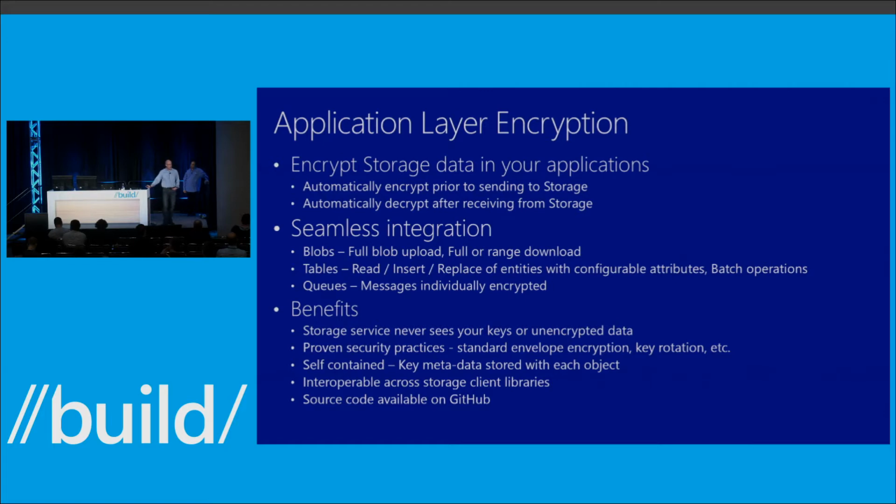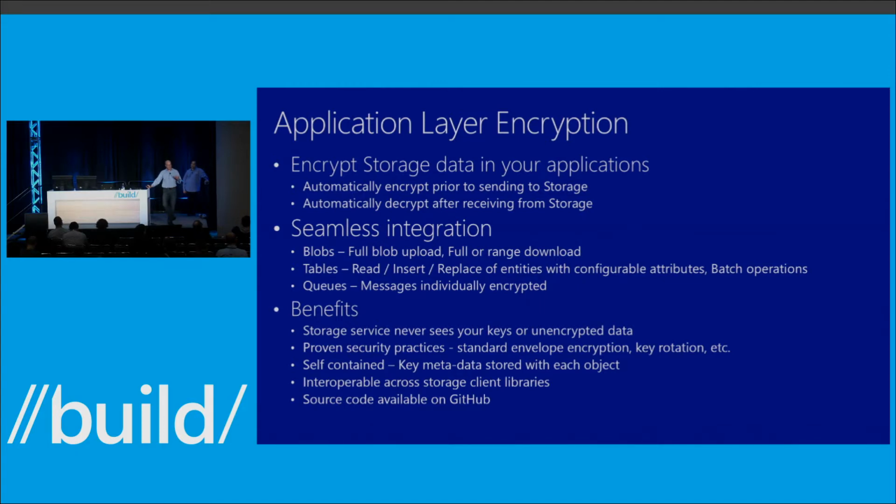So this week, we've released an extension to our .NET library that allows the library to automatically encrypt your data before sending it to storage. And then when you retrieve data, have it automatically decrypt that data. It integrates seamlessly into our current SDK. So for block blobs, your existing APIs that you followed, you just have to add basically 3 lines of code. For block blobs, we support full blob uploads. We also obviously support a full blob download. We also support range get operations on retrieval as well. For tables, we've got the ability to read, insert, and replace entities, including specifying what subset of attributes on an entity you want encrypted. We also support batch operations. Queues, obviously, each message is individually encrypted.